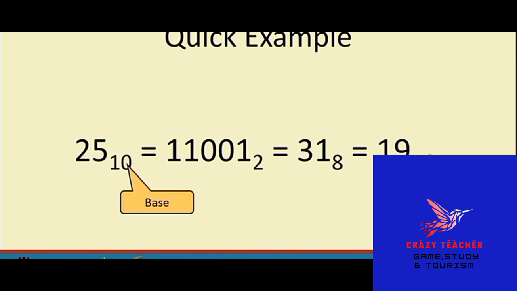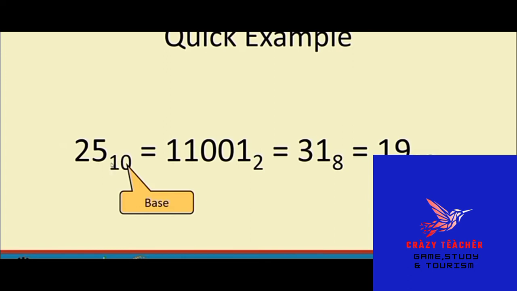We don't need to know others. But because we are familiar with other number systems, we will be looking into their conversion to make us feel comfortable with the number system. So 25. Normally while writing numbers, we don't write this base part.